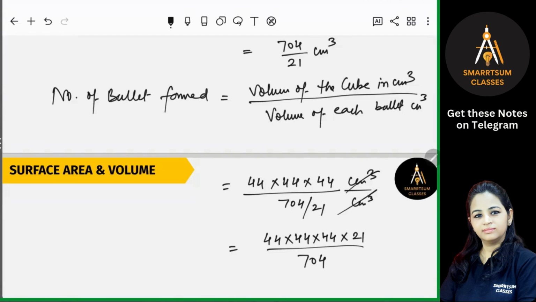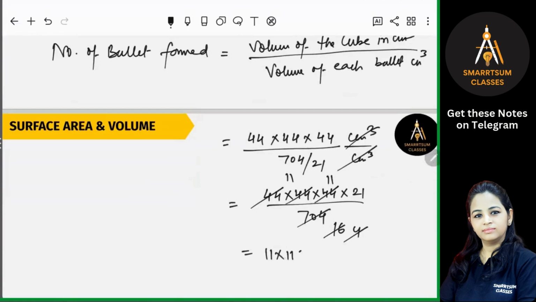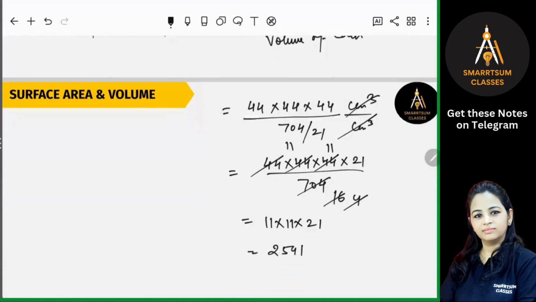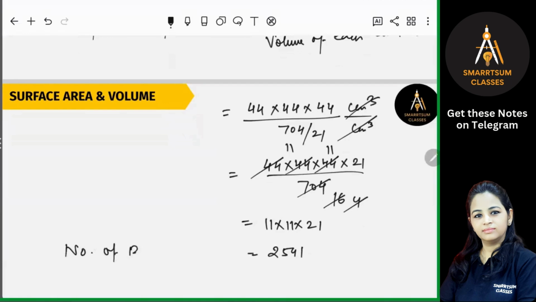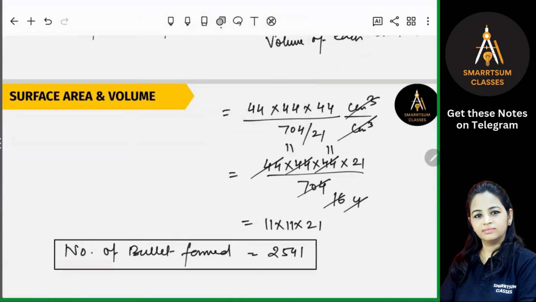Right? So now you can check, they can be divisible. So 704 can be divided by 44, 16 times. Then 4, 11 times. This is 4, and again this 4, this 11 times is 44. So this is equal to 11 into 11 into 21. So now multiply. This is 2541. In this way, we have got the number of bullets formed is 2541 bullets from that cube made up of lead.